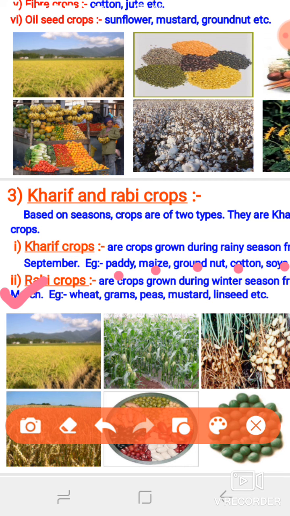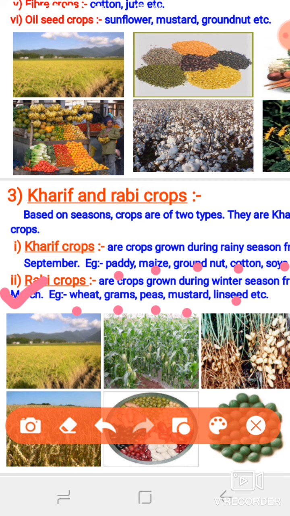Means you can say it simply, these all are the winter crops, okay. And examples: wheat, gram, peas, mustard, linseed, okay. These all are the examples for that, and its harvesting duration will be October, November to March. This is the time of rabi crops.